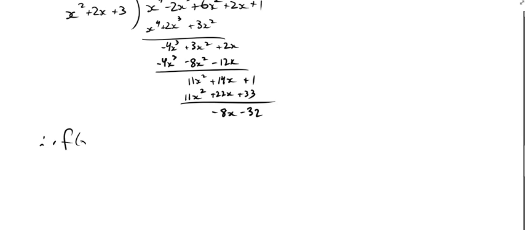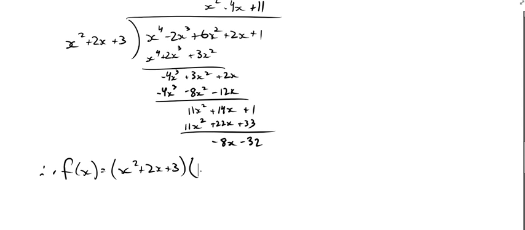Therefore, f at x equals, so the divisor x squared plus 2x plus 3 times the quotient, which is x squared minus 4x plus 11, plus the remainder, which is minus 8x minus 32. You could put plus the remainder in brackets if you want, or you could just write it as terms like that, same idea.